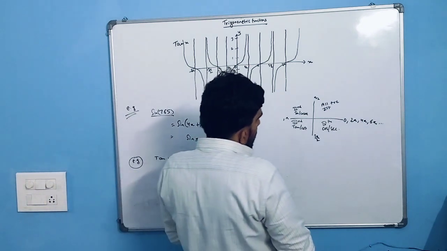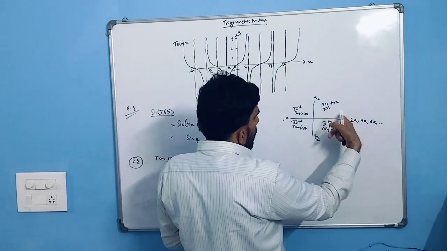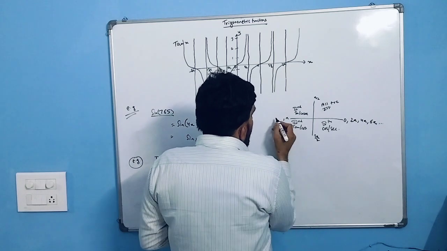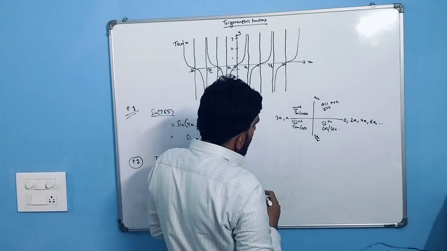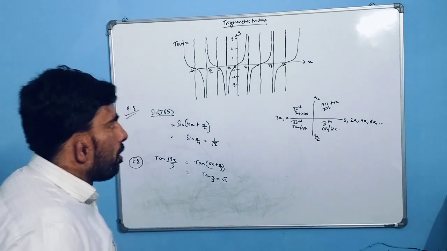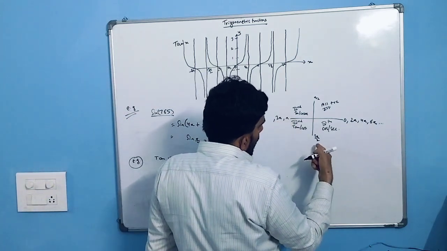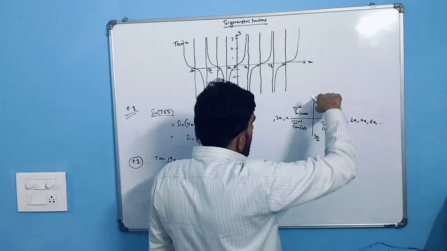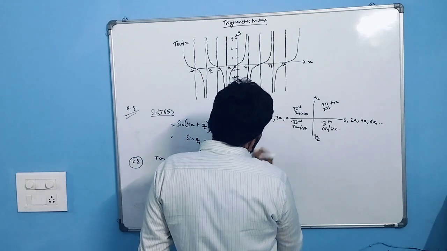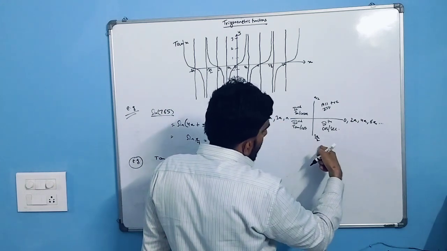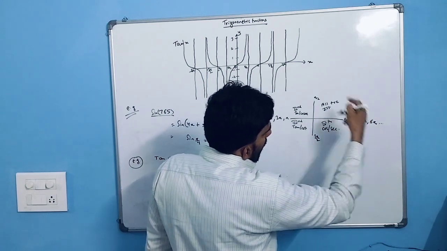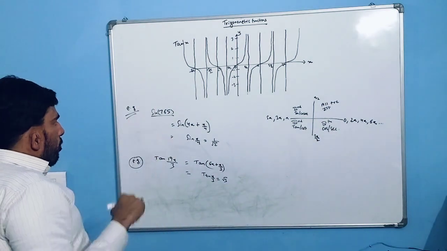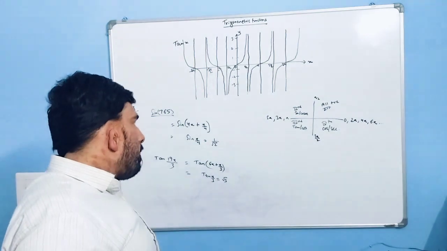Okay, so now see there: 0, 90, 180, 270, 360, 450, 540. For 540 it will be 3π. 18 into 3 is 54. So 3π, 540, then we have 630, 720, then we will have 810, then we will have 900, that will be 5π, then 990, then 1080. 18 into 6, 108.